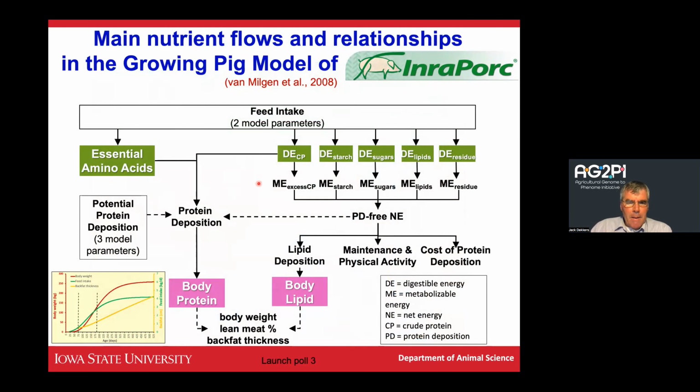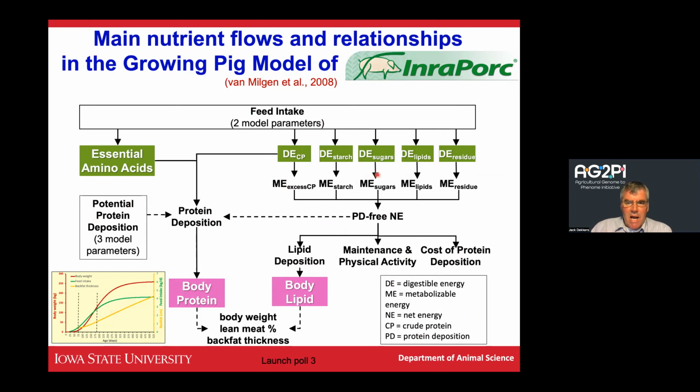And it has feed intake as an important trait that can be modeled, that is then digested. So you go from gross energy to digestible energy to metabolizable energy to net energy that then can be used for the different processes of protein deposition, lipid deposition, but also maintenance and activity and the cost of protein deposition. So there's quite a number of energy sinks that need to be considered in these models.